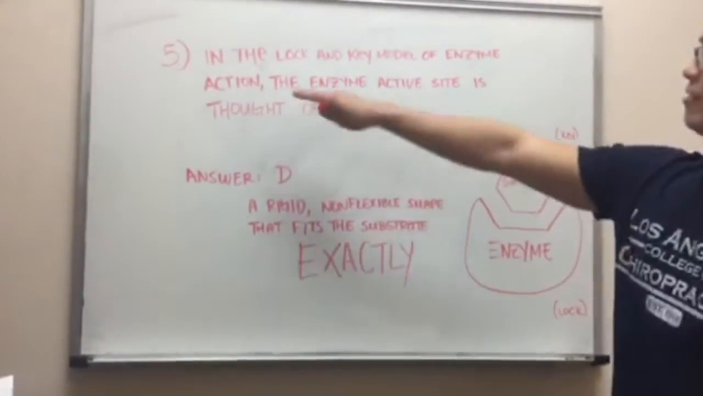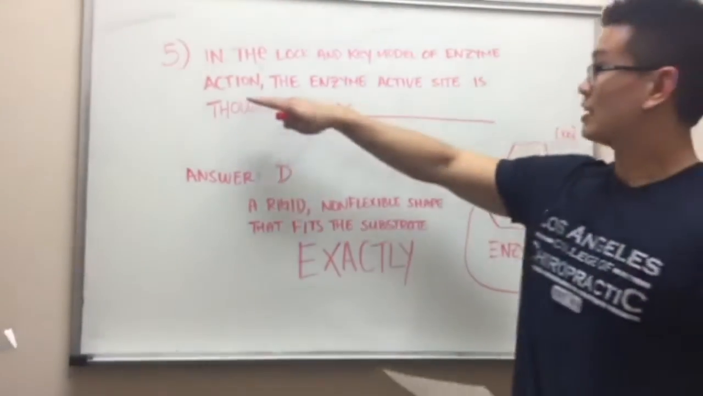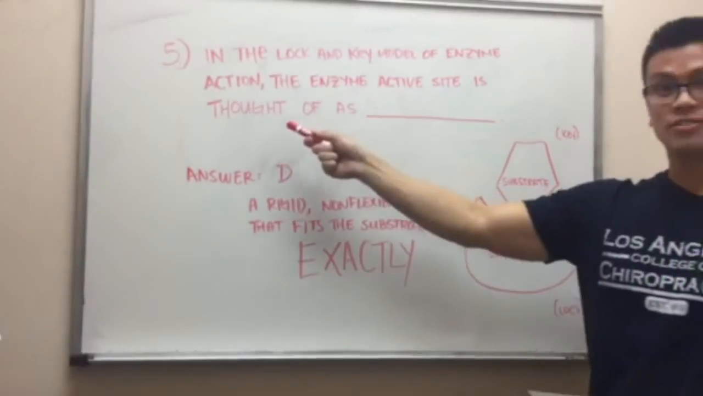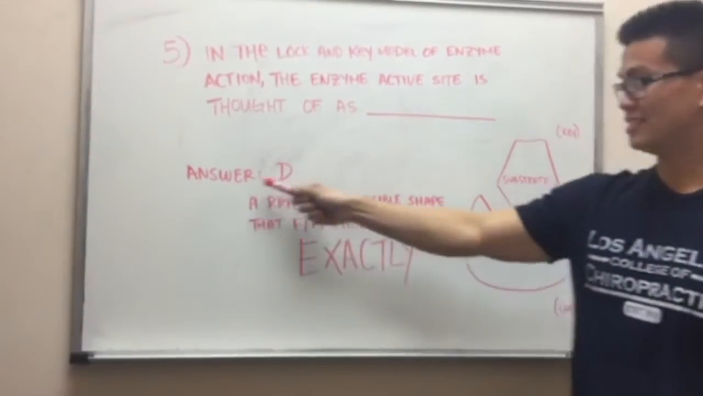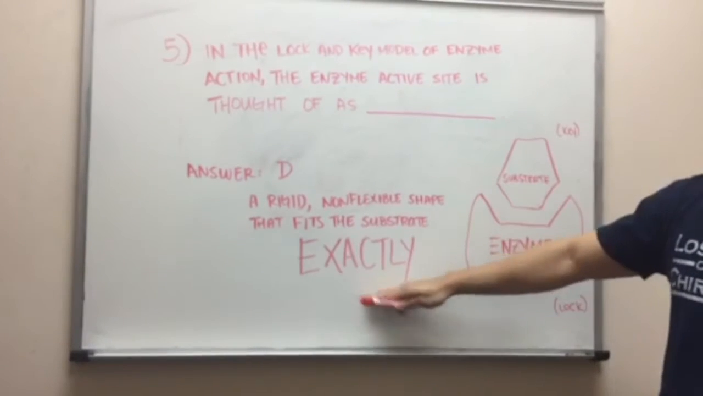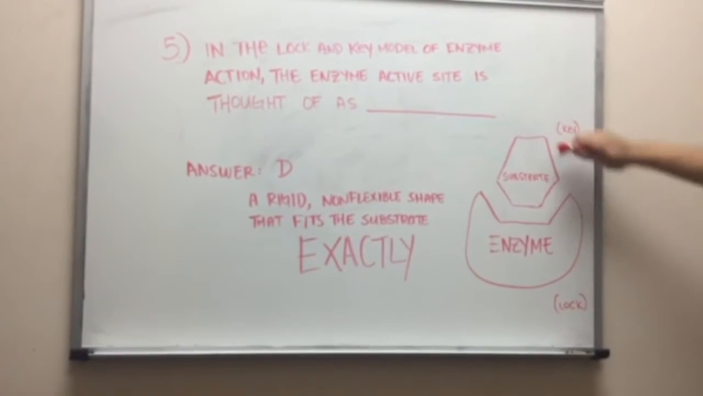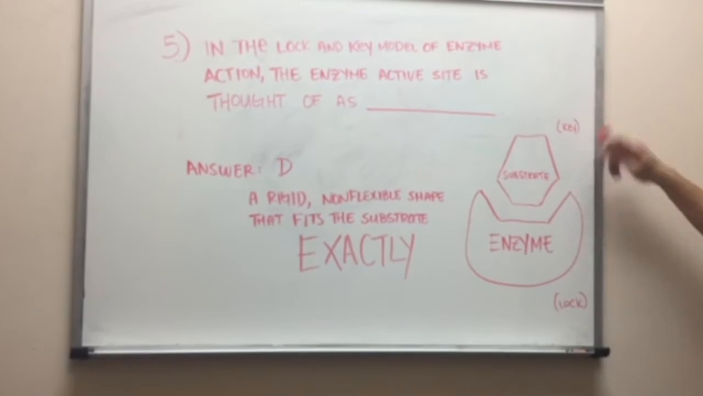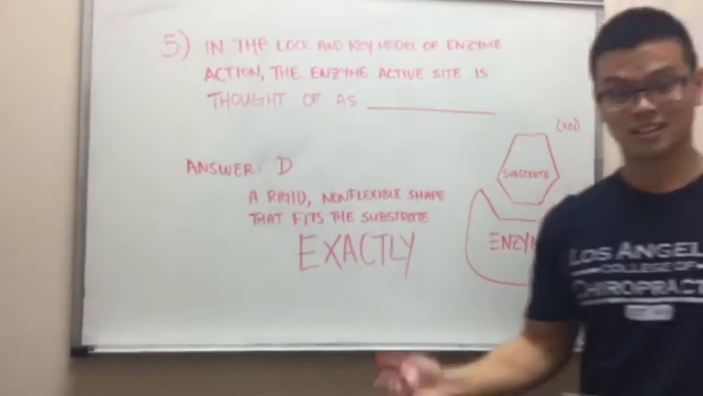Alright, number 5. In the lock and key model of enzyme action, the enzyme active site is thought of as blank. The correct answer is D. A rigid, non-flexible shape that fits the substrate exactly, just as shown in the picture here. So this is the substrate, it's the key, and this is the enzyme, which is acting as the lock.